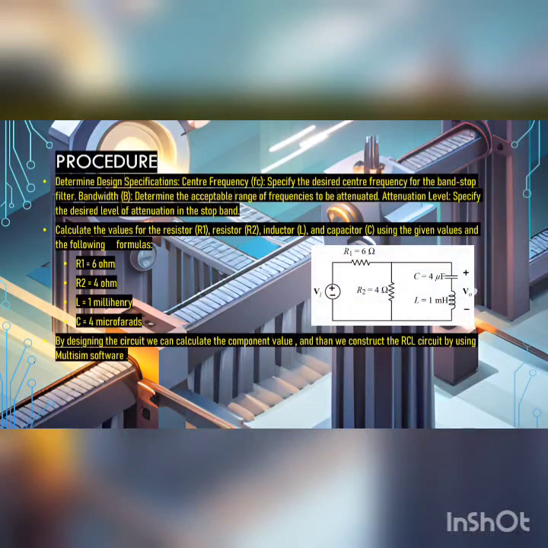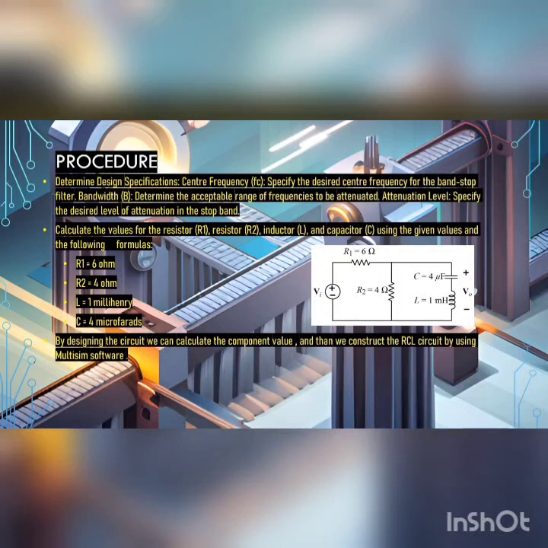Now I will tell the procedure of the circuit. Determine design specification. Center frequency FC: specify the desired center frequency of the band stop filter. Bandwidth: determine the acceptable range of frequency to be attenuated. Attenuation level: specify the desired level of attenuation in the stop band.